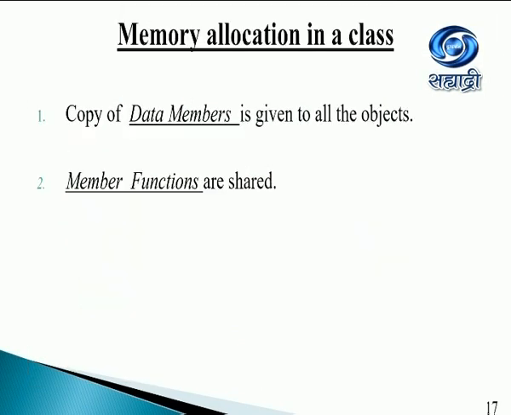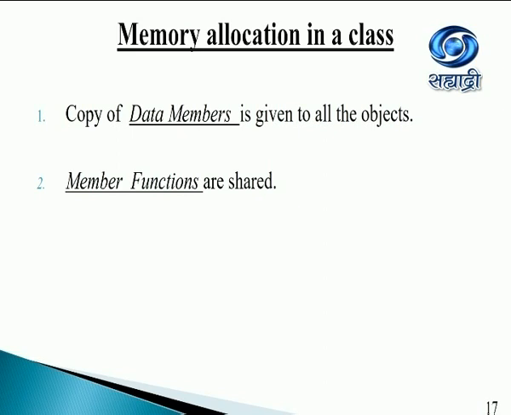Now comes the memory allocation in a class. Remember, a class can be grossly divided into 2 parts: data members and member functions. What happens to data members when the objects are created? Every object will get a copy of the data members. So if I have 10 variables and I have created 10 objects, all the 10 objects will get the set of all the data members that are there.